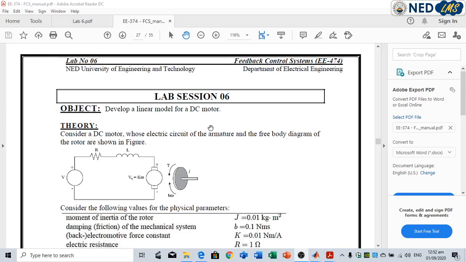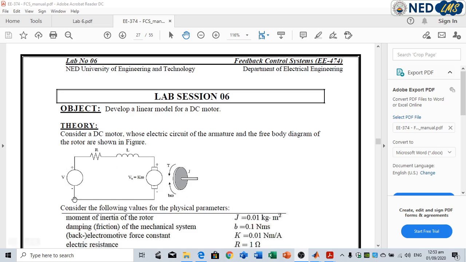The objective of this lab session is to develop a linear model for a DC motor. Basically, here we have to develop the Simulink model of the DC motor using MATLAB software. First of all, we have to discuss the block diagram of the DC motor. That will certainly help us in developing the Simulink model of the DC motor.